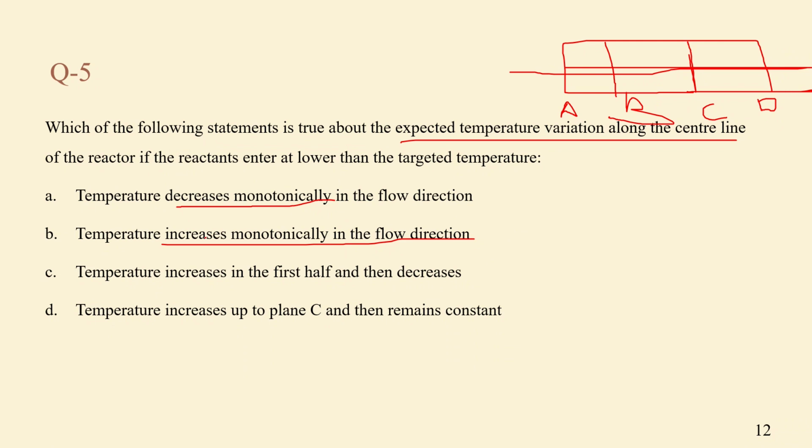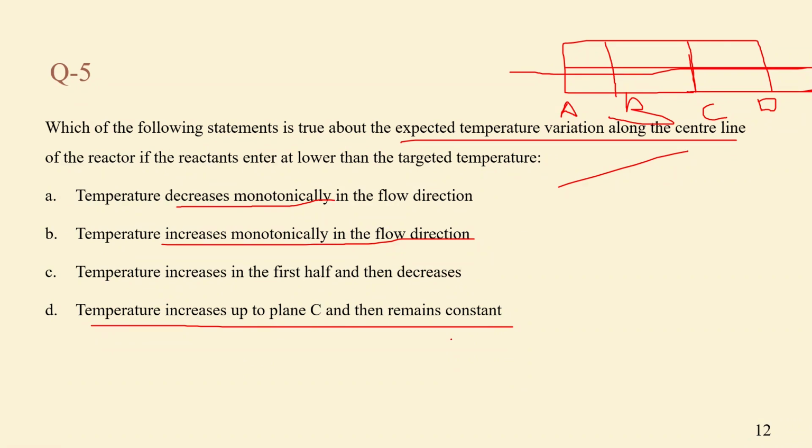So the first half of the plane, if you remember, the plane B is at a midpoint. So the first half is still plane B. After plane B, it should be decreasing if it is an endothermic reaction, but here it is an exothermic reaction. So it is still increasing till plane C. Option D, temperature increases up to plane C and then remains constant. So it is increasing and then remains constant after C, because it is leaving out the reactor within some distance.